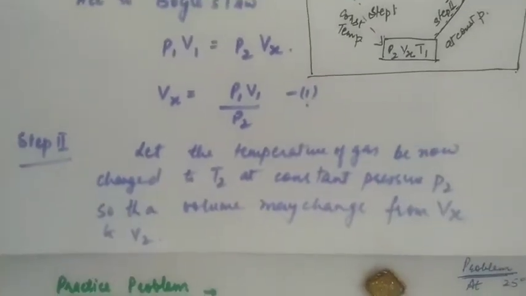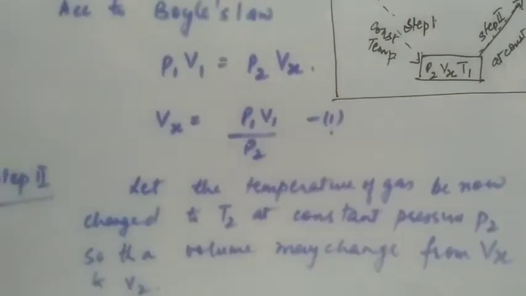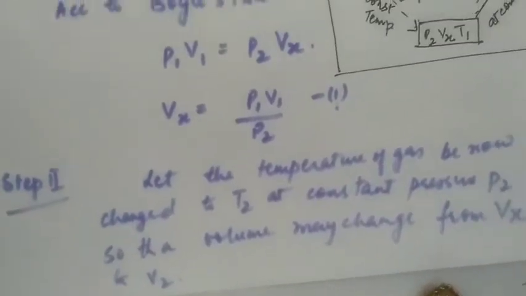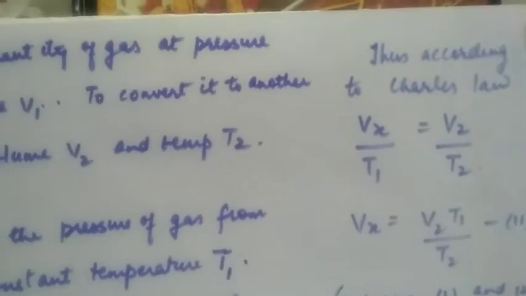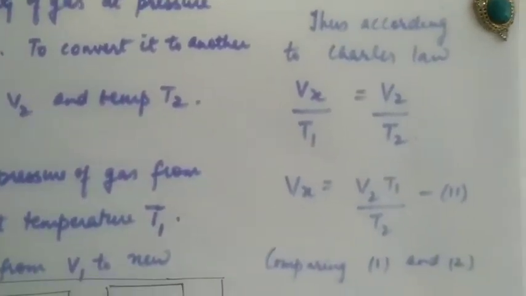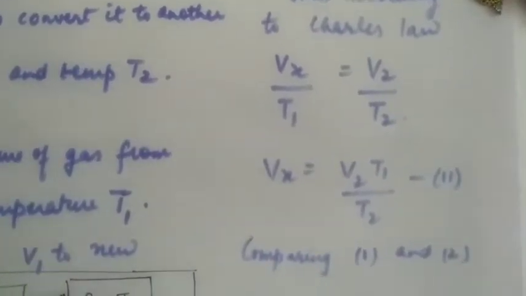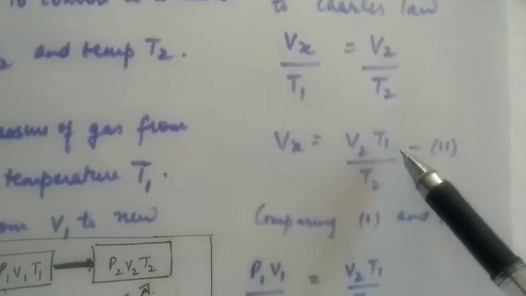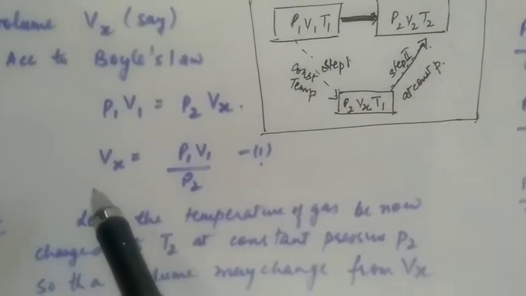Let the temperature of the gas now be changed to T2 at constant pressure. We'll keep the pressure P2 and we will change the temperature from T1 to T2. Again, the volume will change from Vx to V2. And according to Charles' law, Vx upon T1 will be equal to V2 upon T2. Now again, finding the value of Vx, we take T1 to the other side, we get Vx is equal to V2 T1 upon T2. This is equation number 2.